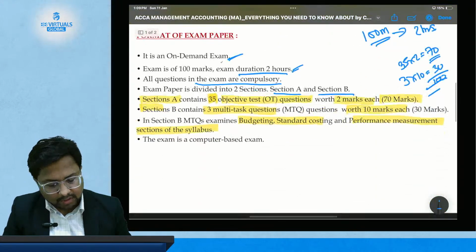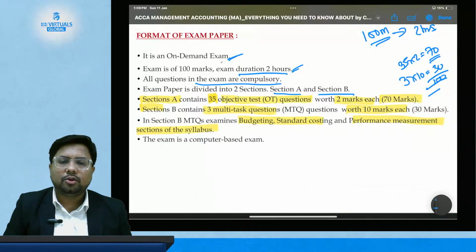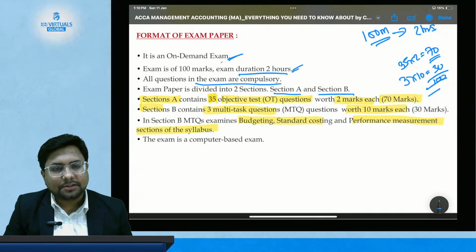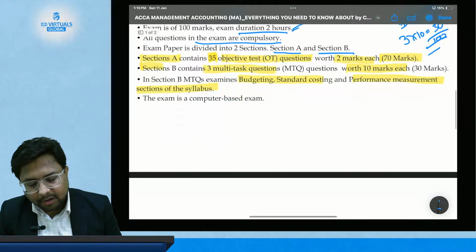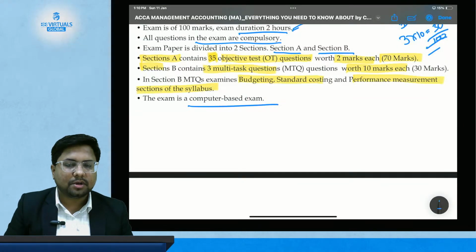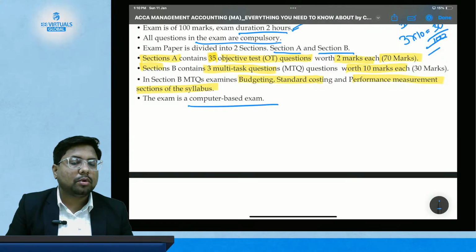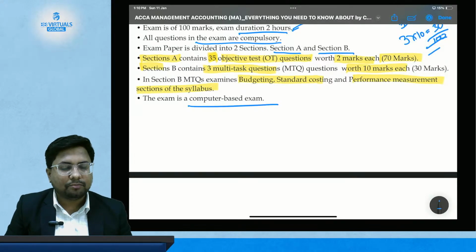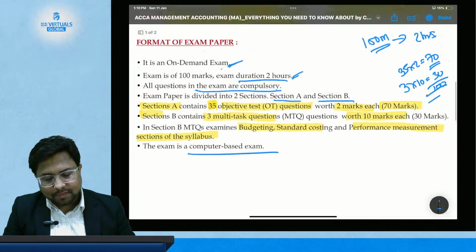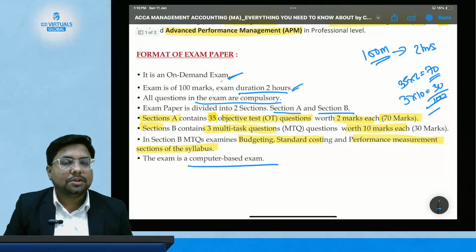How is the exam going to be conducted? You don't have to write your answers on an answer sheet or paper. It will be completely on a computer based system. This exam is a computer based examination, where you will have to enter every answer in the computer. Now let's see what the examination looks like.